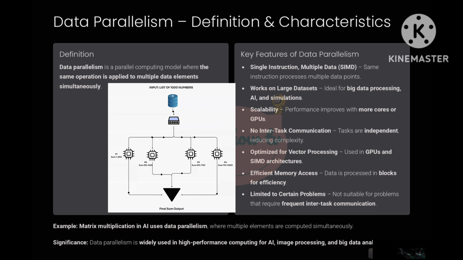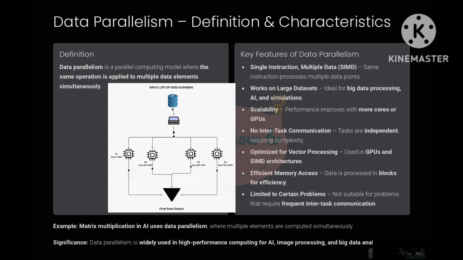Point 5. Optimized for GPUs. Graphics cards excel at data parallel tasks. 6. Efficient memory use as data is processed in chunks. Point 7. Limitation. It's not suitable when tasks need to communicate frequently.